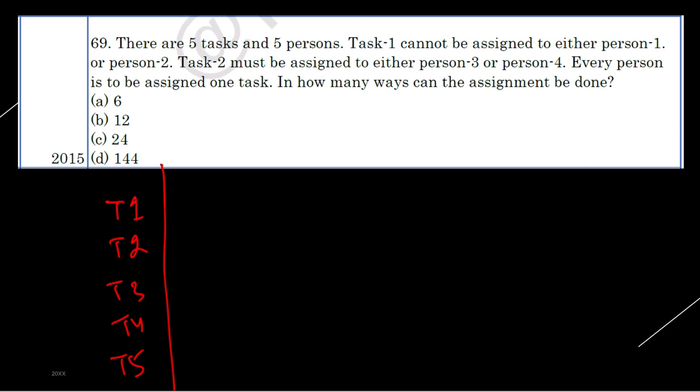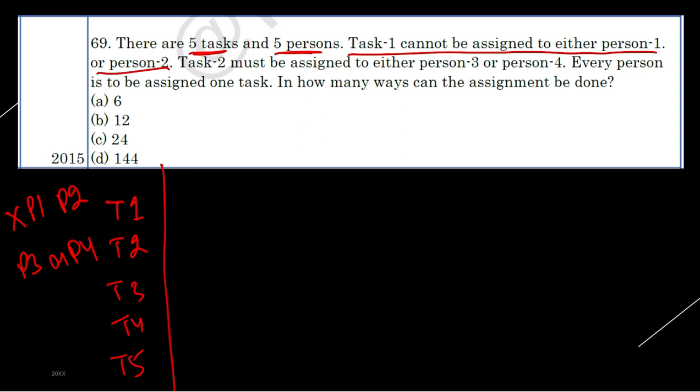The scenario should be very clear in your mind, what has been asked in the exam. So let's start. First thing, there are 5 tasks and 5 people. Task 1 cannot be assigned to person 1 or person 2. This could also be a logical reasoning case, like a riddle. Task 1 cannot be given to which persons? P1 and P2. Task 2 must be assigned to P3 or P4. Only these 2 people can do task 2. And for the other tasks, there is no other condition.